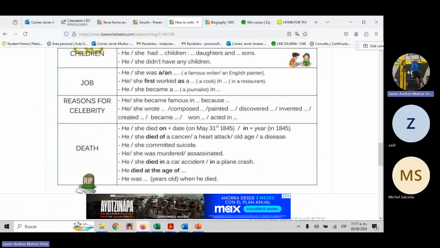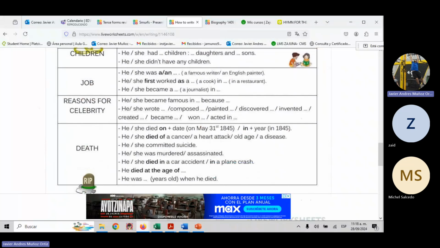For example, Donald Trump. He has, I guess, 4 children, 3 daughters and 1 son, I guess. I'm not really sure. So if we were talking about Donald Trump, for example, we could say he had 3 children, three daughters with his first wife, and another son with his second wife.